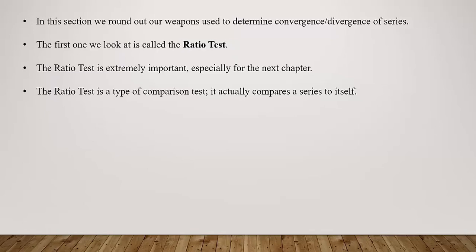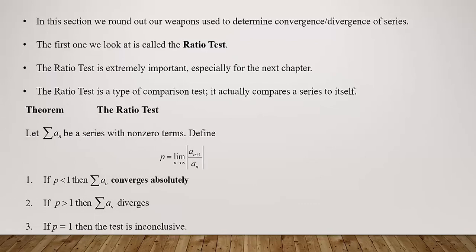The ratio test is actually a type of comparison test. Remember, right now we know the direct comparison test and we know the limit comparison test, but both of those comparison tests required us to go out and find a series to compare to the given series. Well, the ratio test is a comparison test that actually allows us to compare a series to itself. Really powerful. So here it is.